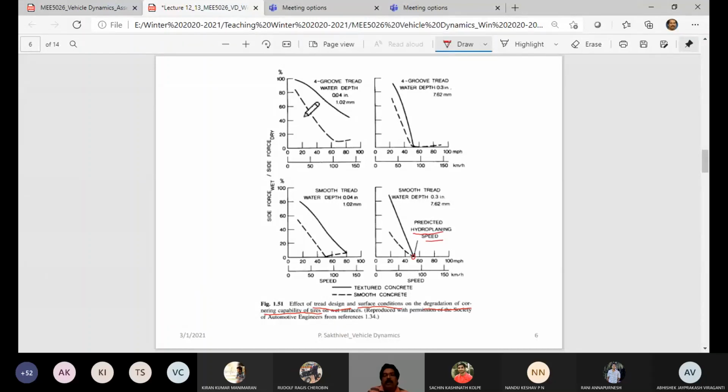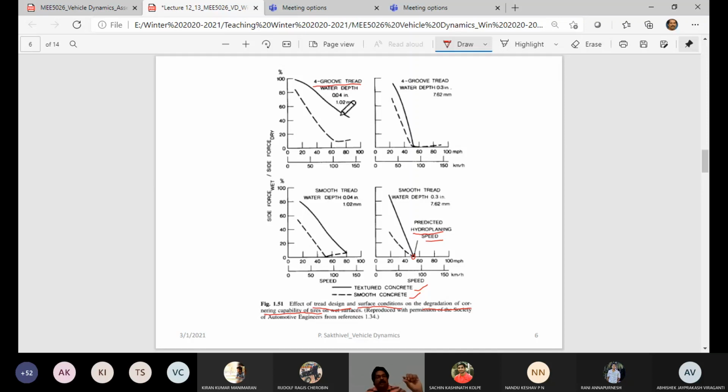And what are these curves? You have one solid line and dashed lines. The solid line is for textured concrete, and the other one is smooth concrete. So it is for the concrete surface alone for different tread designs. Here you have a 4 groove tread. Water depth is given as 1.02 mm. Look at it, the water depth is 1.02 mm.